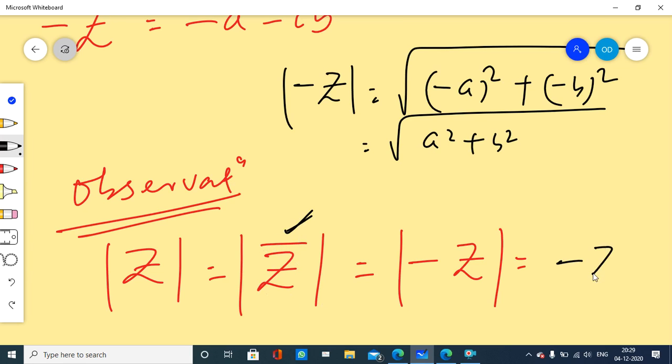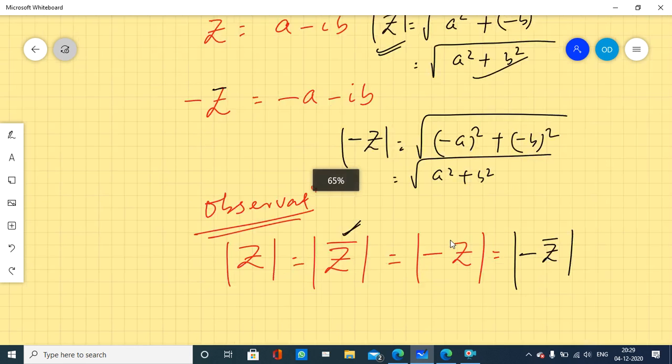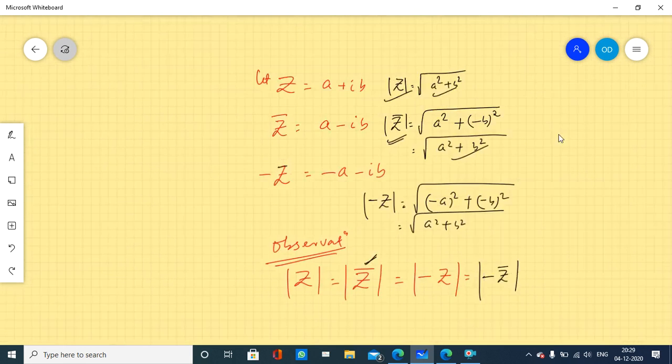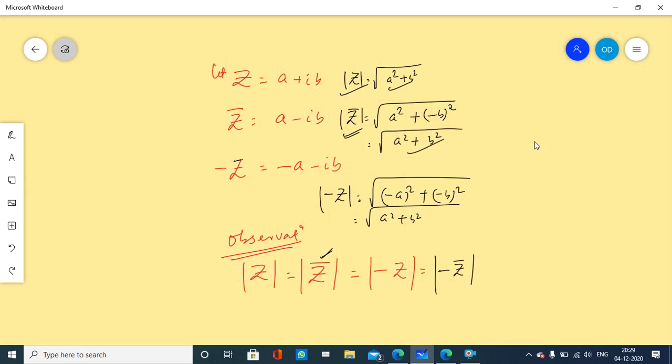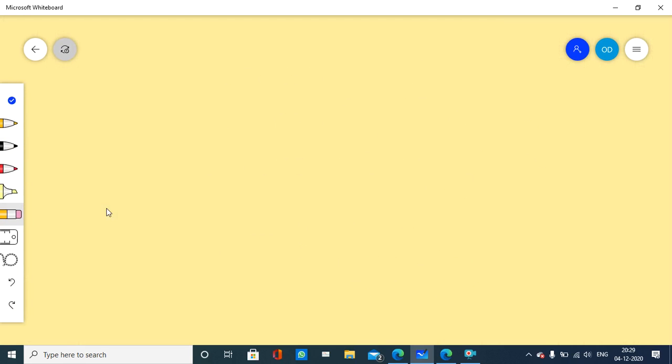That means, what is the additive inverse of the conjugate of Z? Minus conjugate of Z, right? So it must be equal to that. You get my point so far? So these four are equal. So take the screenshot.